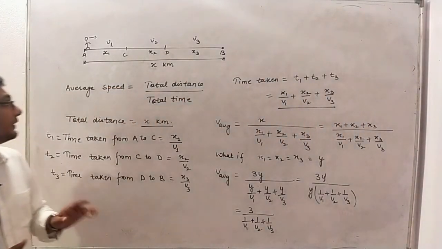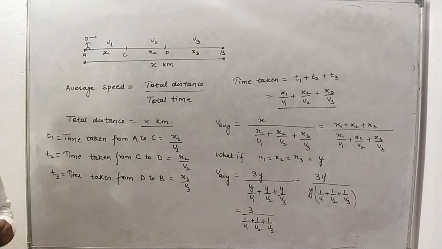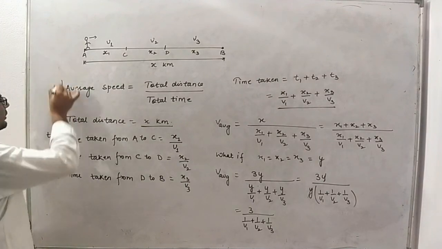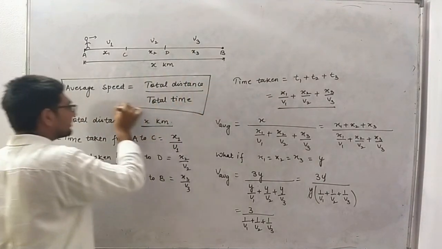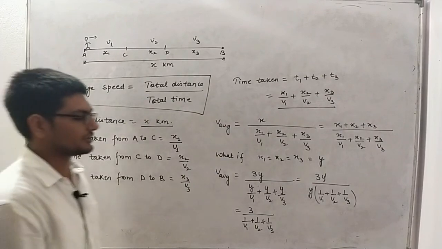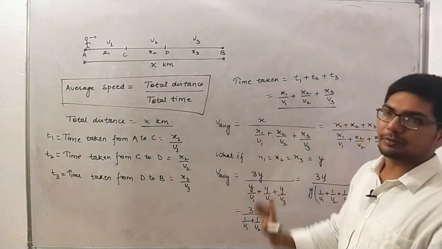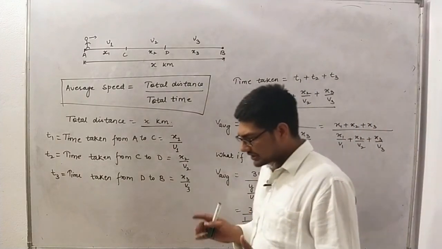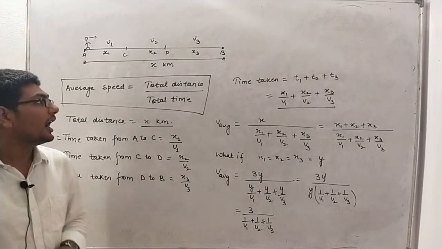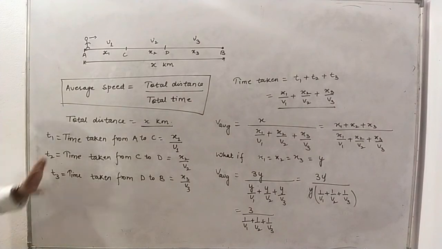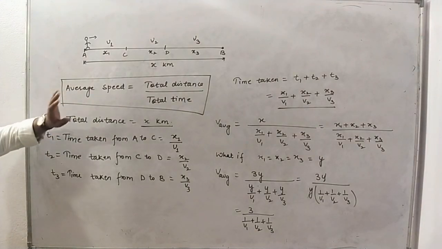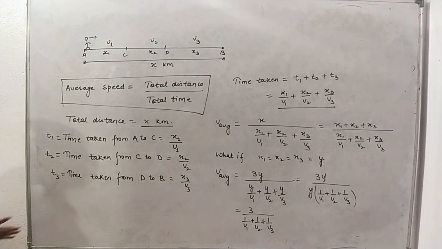So this is a very simple method to calculate the average speed. What you have to keep in mind is this basic formula for average speed: average speed is given by total distance upon total time. How much distance the person has traveled and how much time he will take are the most important things here, and you need to calculate only these. Clear? So that is the basic of the speed concept.